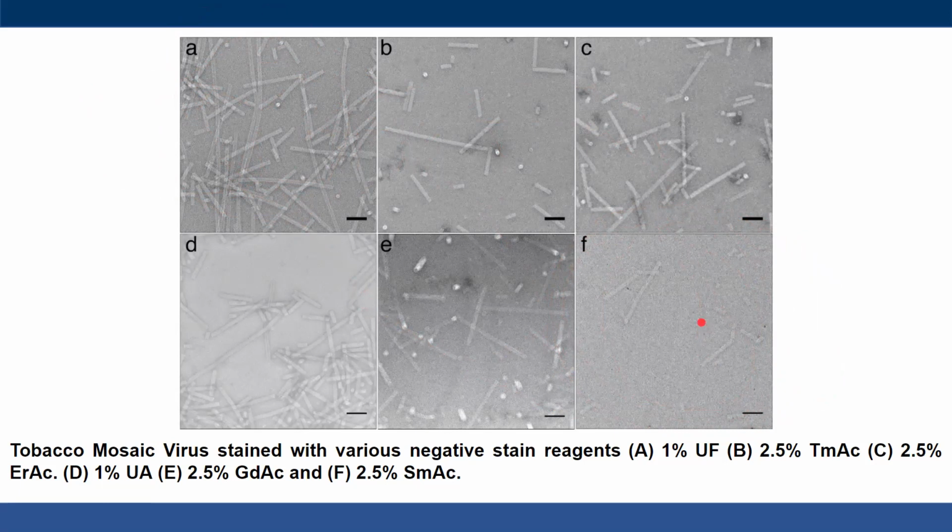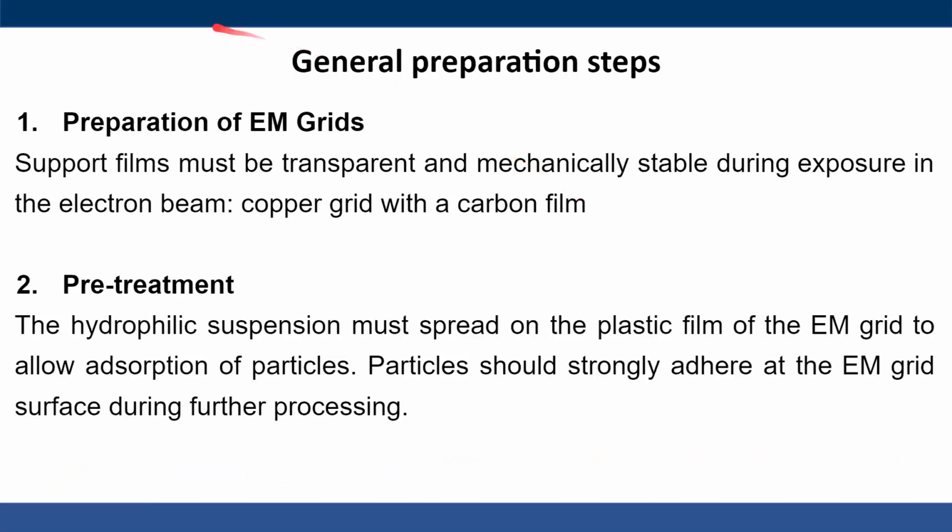So we need to know what type of virus or biological sample we are trying to use, to choose exactly the right heavy metal salt with exactly the right concentration to be successful. The general preparation steps usually start with the preparation of the grid, which is a support film that must be transparent and mechanically stable during the procedure and the electron beam, usually a copper grid with carbon film.